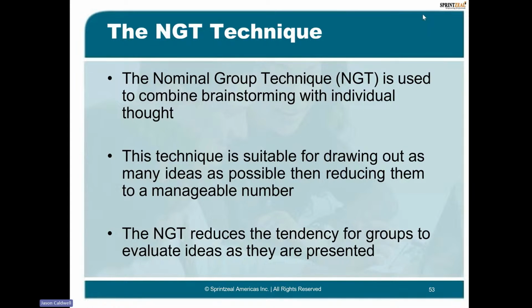Nominal group technique is used to combine brainstorming with individual thought. So you have voting here. Voting is an important aspect of nominal group technique.